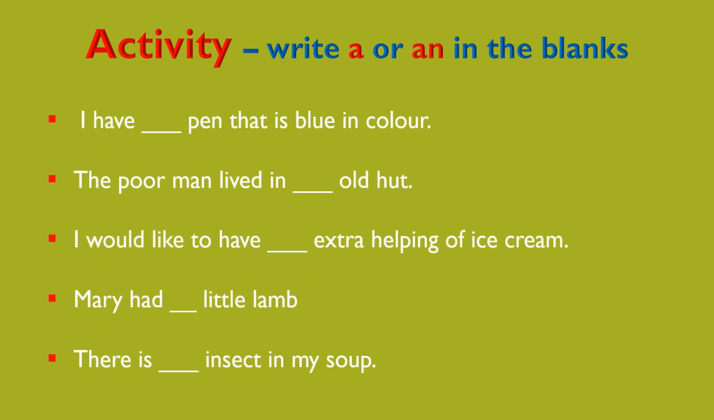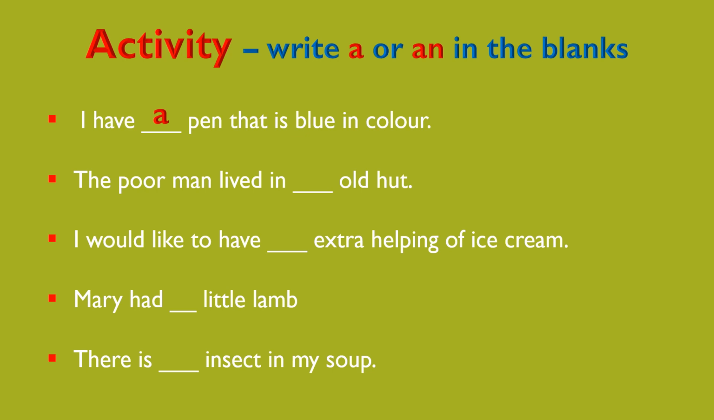Here are some sentences. We have to fill up the blanks with a or an. I have dash pen that is blue in color. The pen is what? It's a noun. Pen starts from which letter? P. So P is vowel or consonant? It's consonant. So what will come here? A. I have a pen that is blue in color. Very good. We'll move to the next one.